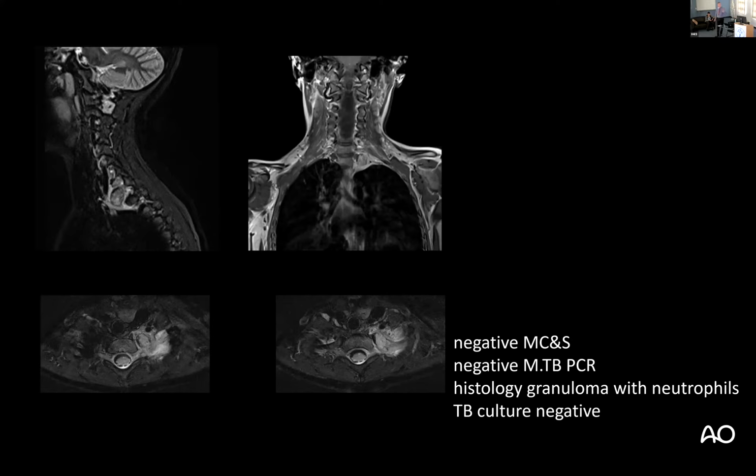She was negative for culture sensitivity, negative for TB PCR. And the problem was there was necrotizing granuloma. And there was neutrophilia, which is obviously unusual for TB. But the whole idea was, is this TB? So then we waited for the TB culture. It was negative. We repeated it.